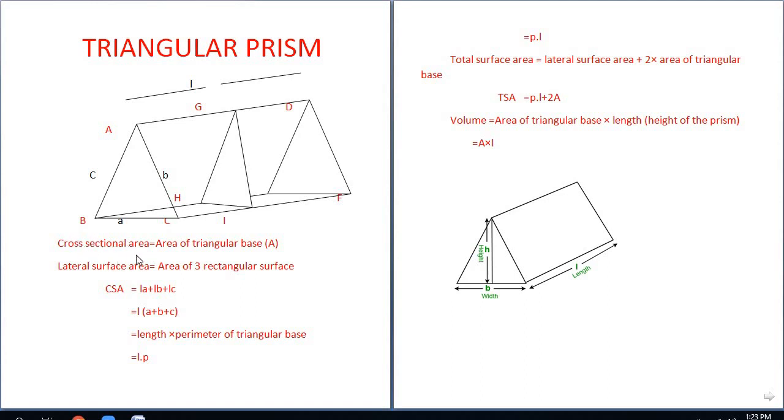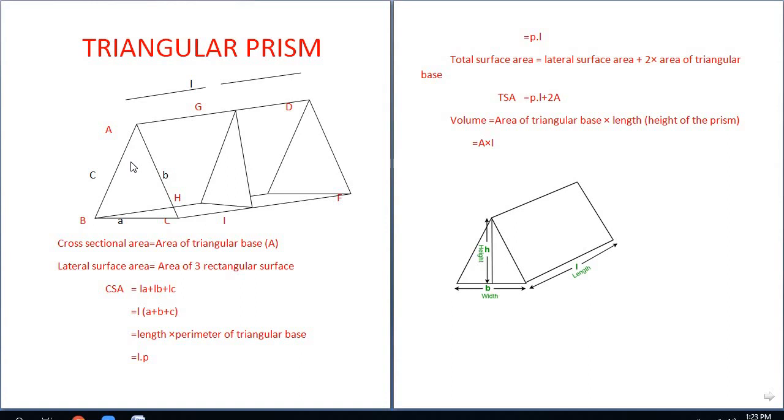Here the cross-sectional area means if we cut a triangular prism and bring a slice, we get a triangle which is equal to the area of the triangular base. The area of ABC is the cross-sectional area. We can calculate the cross-sectional area, or the area of the triangle, by the nature of this triangle.